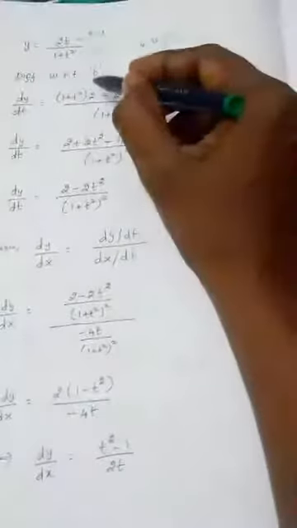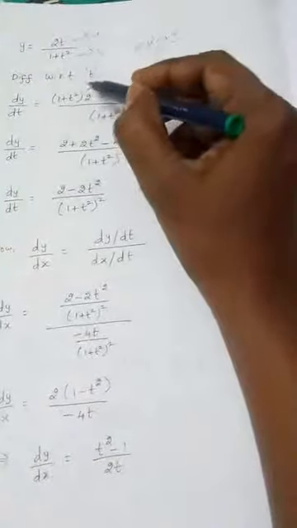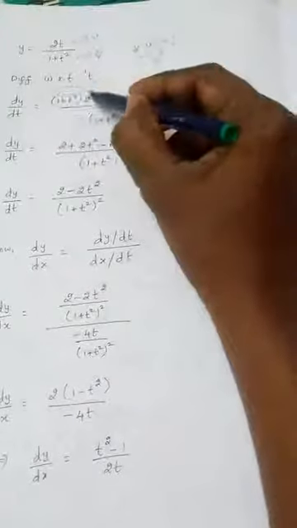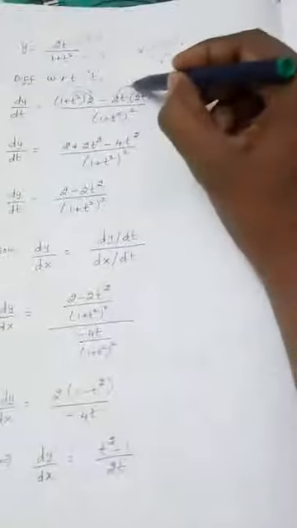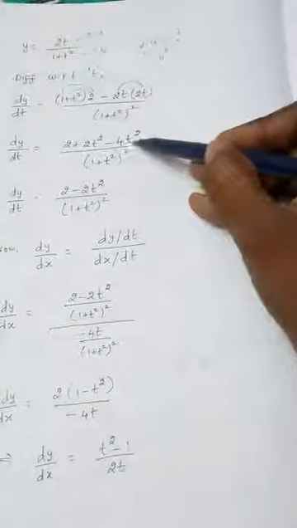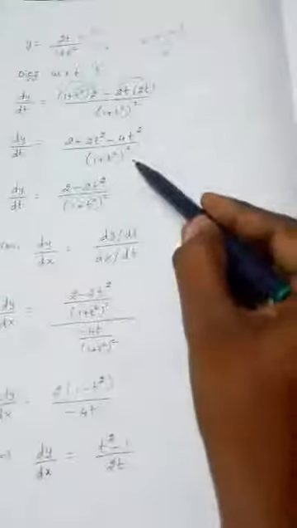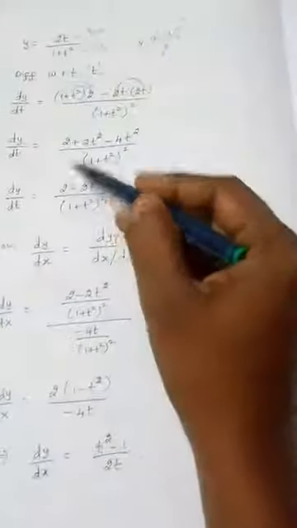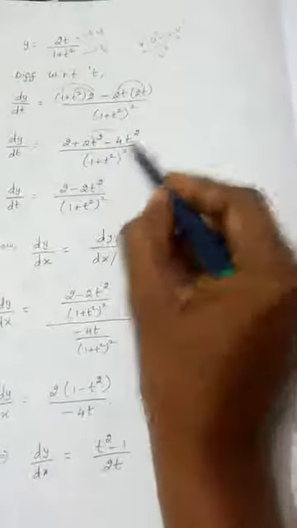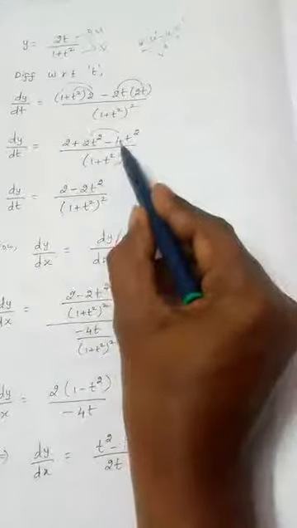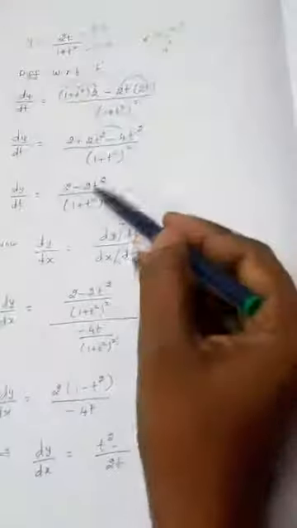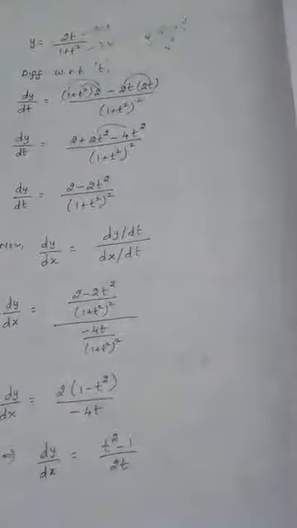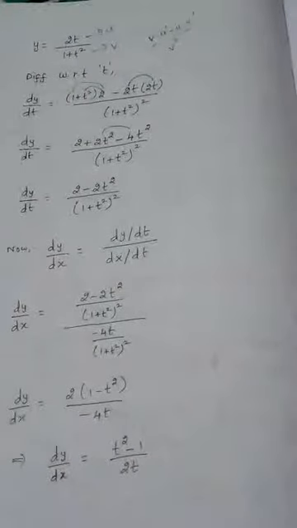As we did in this previous dx by dt, doing the same thing, bringing this 2 inside, 2 plus 2t square. Multiplying these two, minus 4t square. Denominator as it is. 2 remains. Combining these two, 2t square minus 4t square is minus 2t square by denominator. So now we found out both dy by dt as well as dx by dt.